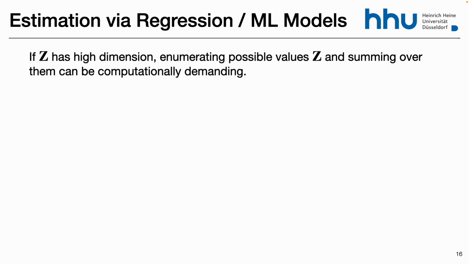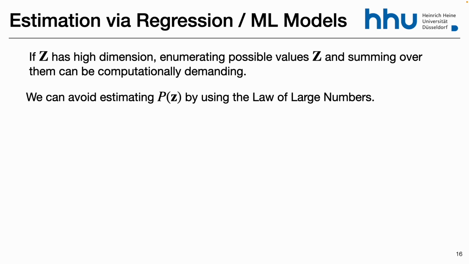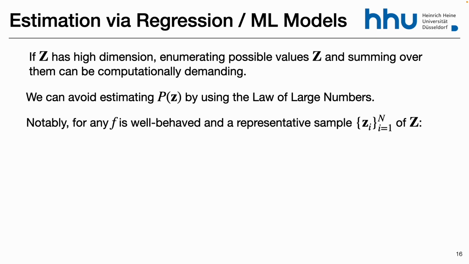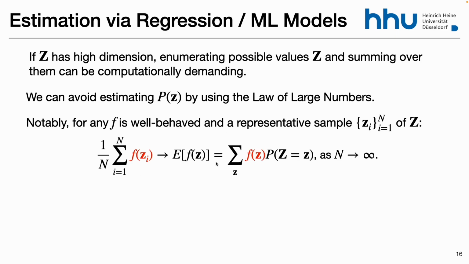However, there are better ways, especially because z is not always categorical and low dimensional, right? So that's a problem. If z has high dimension, then enumerating all these possible values and summing over them is going to be very demanding. So what we can do is use the law of large numbers and use the fact that there are two expectations there. What's written here is, for any f, as long as it's well behaved, we can get this as being true.